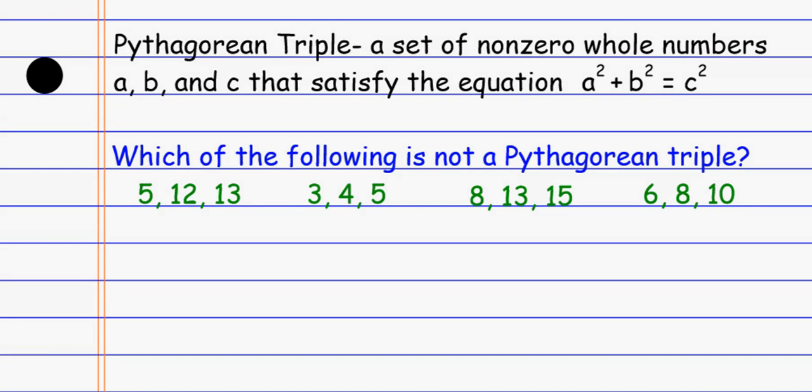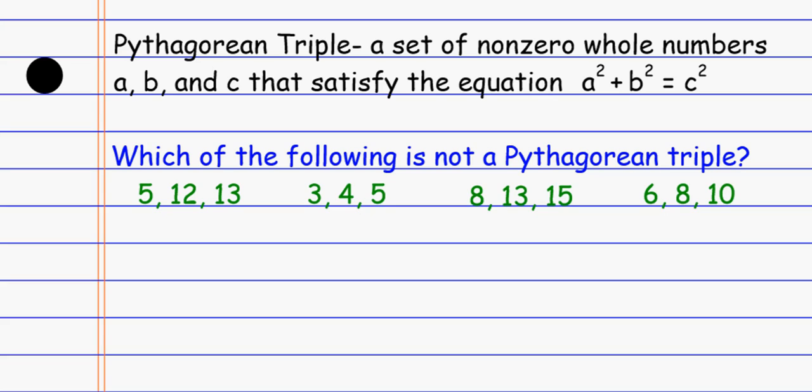So a Pythagorean triple is really just a set of, it says non-zero whole numbers, so really just whole numbers, so no decimals, no fractions. It's nice, neat numbers that when I plug them into the Pythagorean theorem, it works, all right? When we talk about a Pythagorean triple, it's just a set of three numbers that works when I plug it into the Pythagorean theorem.